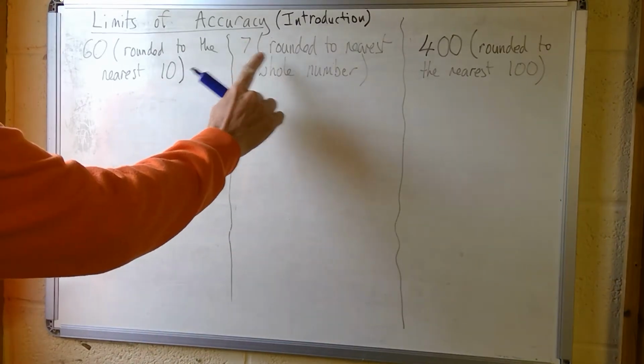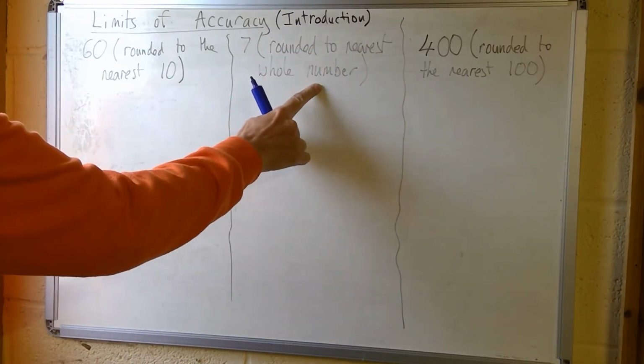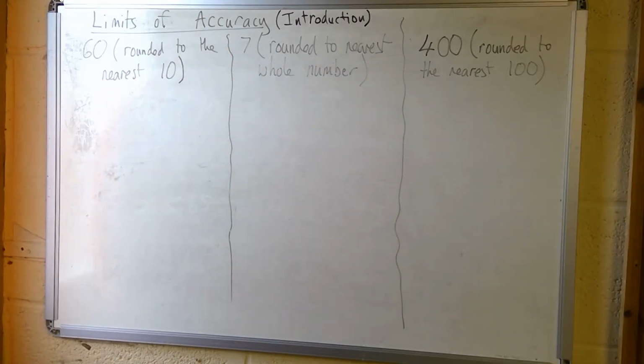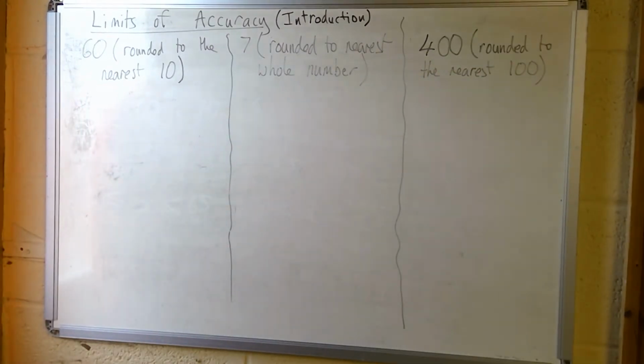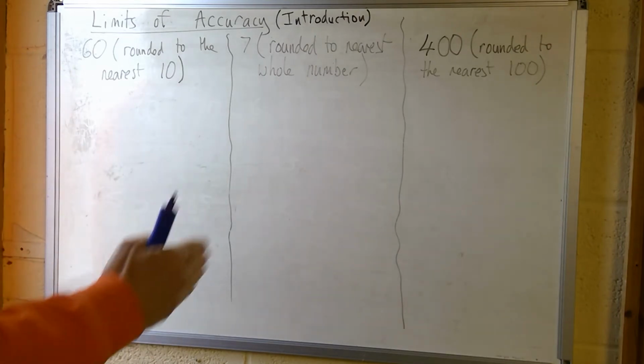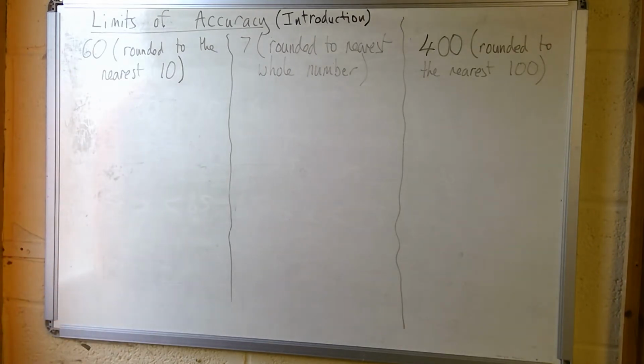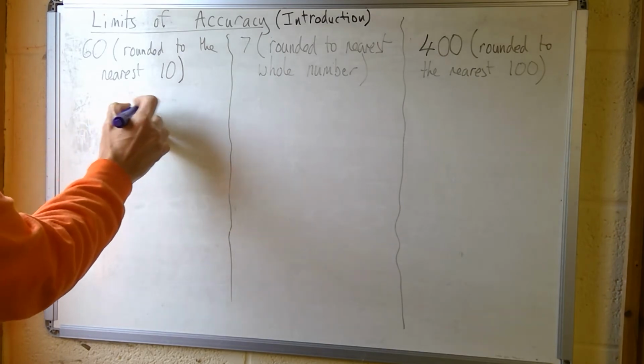Second example, we're rounding a number to the nearest whole number and it arrives at 7, and the final number's been rounded to the nearest 100 and ends up being 400. So we're looking for the limits of accuracy. That's the maximum and minimum value that the number could be, what we often call the upper and lower bounds. And as this is an introduction, I think it's a really good idea to start with a scale.